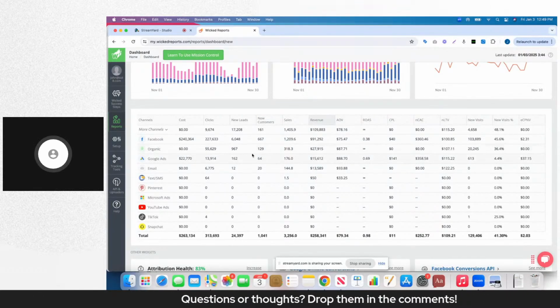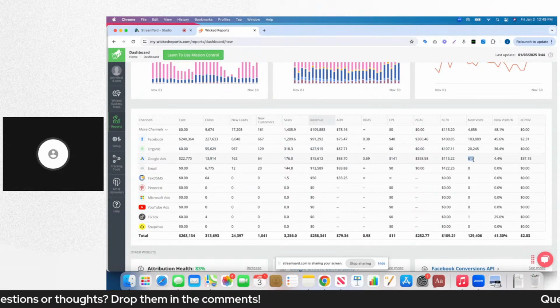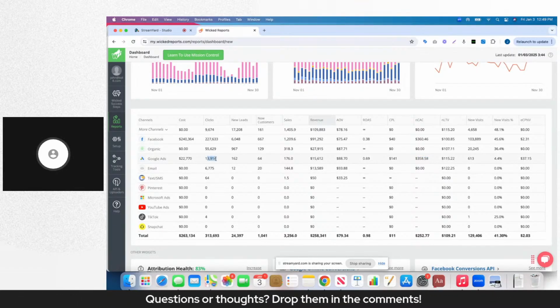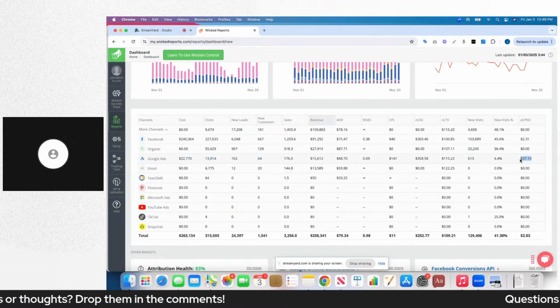And I can prove it because if we have 13,000 or 14,000 people coming, we only have 613 that are new. The people that this nCAC is going off of here, that 358 that's beating Meta, is actually off of no one that came from Google. So eCPNV, if you're looking at eCPNV, this is what you have to think about.